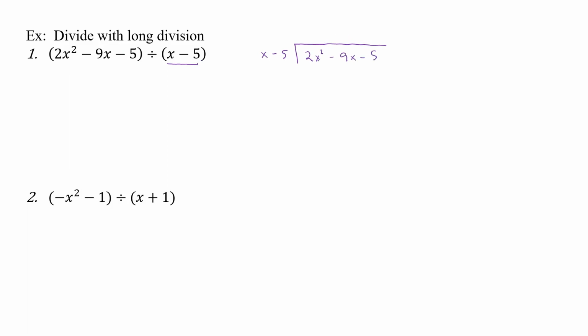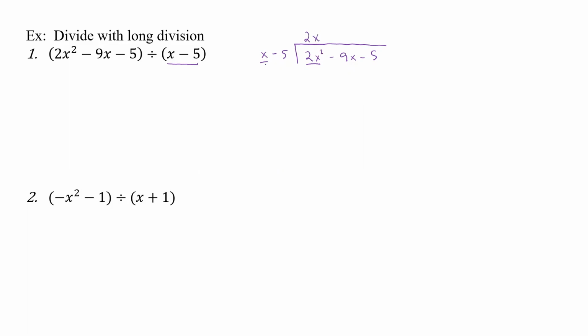Then when we look at these, we look at the first term in our divisor and the first term in the dividend, or if we're at multiple stages, we always look at that first term. And so what we want to do is go from x to get to 2x squared. So what do we have to multiply x by to get this? Well, we have to multiply it by a 2 for sure, and we also have to multiply it by x, so x times x is x squared.